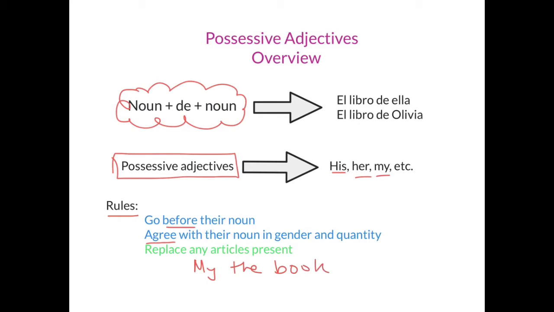You need to use either or. Either the possessive or the article, not both. It doesn't work. So you could say my book, perfectly fine. The book, perfectly fine. But my the book doesn't work. So these possessive adjectives that we're about to go over get rid of the articles. You can't use them together like that.